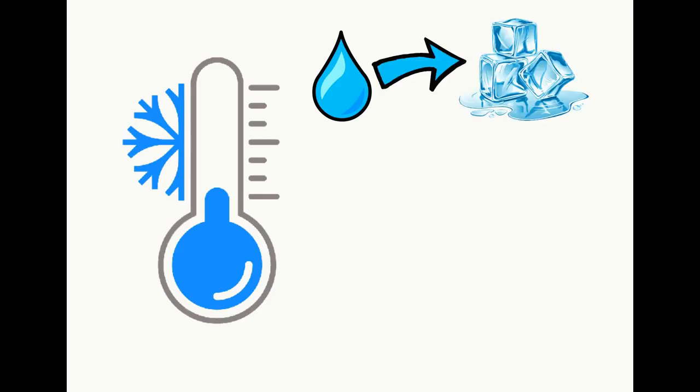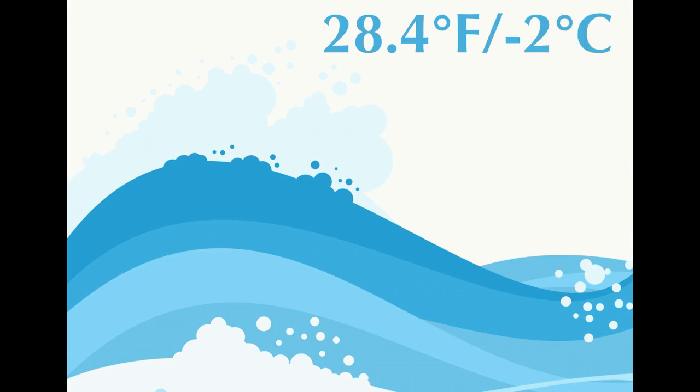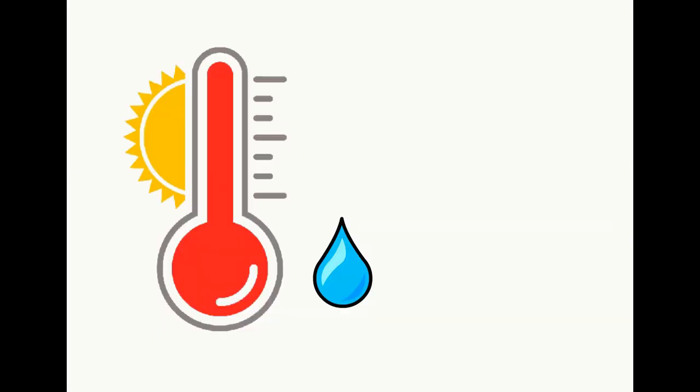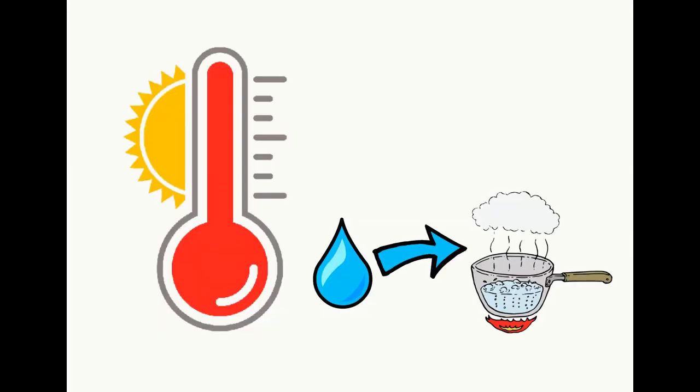The freezing point of water is 0 degrees Celsius or 32 degrees Fahrenheit. But there are exceptions. For example, in the case of seawater, that freezes at 28.4 degrees Fahrenheit or -2 degrees Celsius because of its salt properties. Water boils and turns into water vapor at 100 degrees Celsius or 212 degrees Fahrenheit, turning water into its gaseous state.